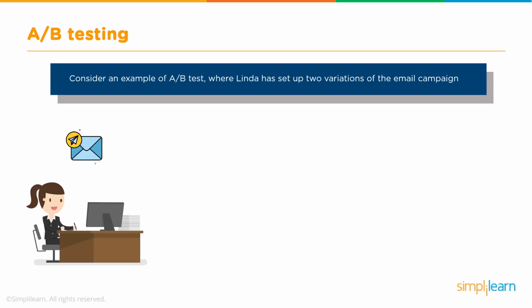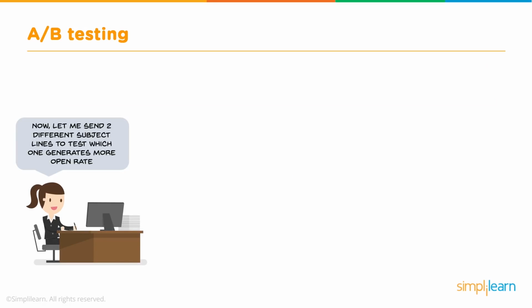So we want to consider an example of an A/B test where Linda has set up 2 variations of the email campaign as an example. So she's going to send 2 different subject lines to test which one generates more open rates, because that's what subject line A/B testing is going to do. One of them is going to have a higher open rate.